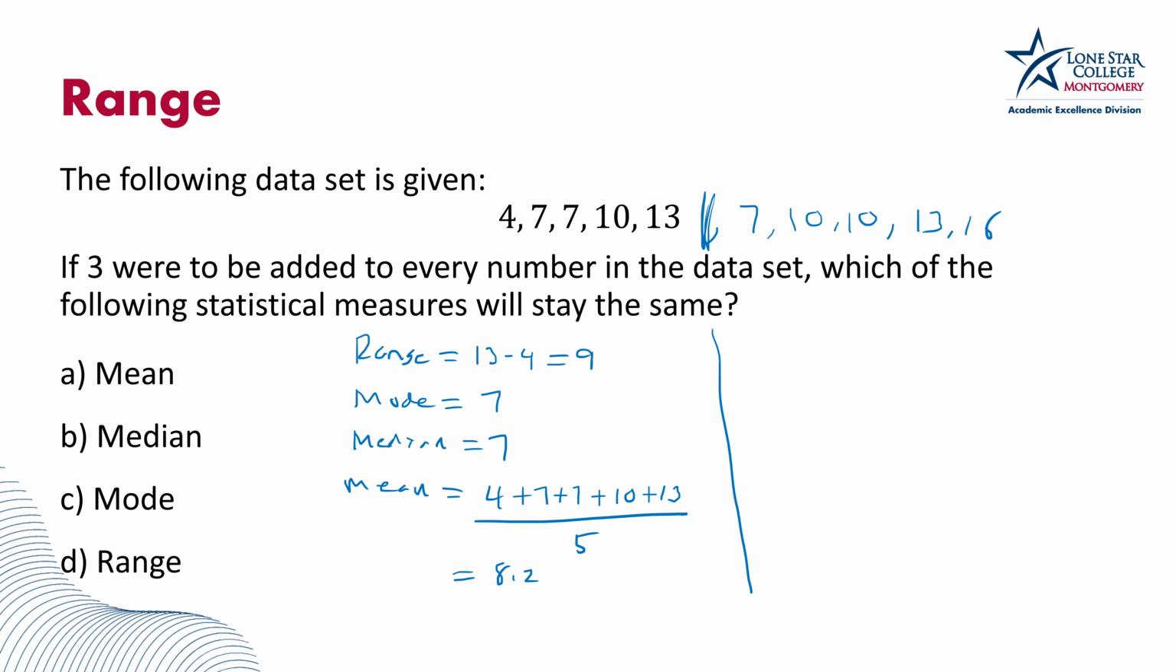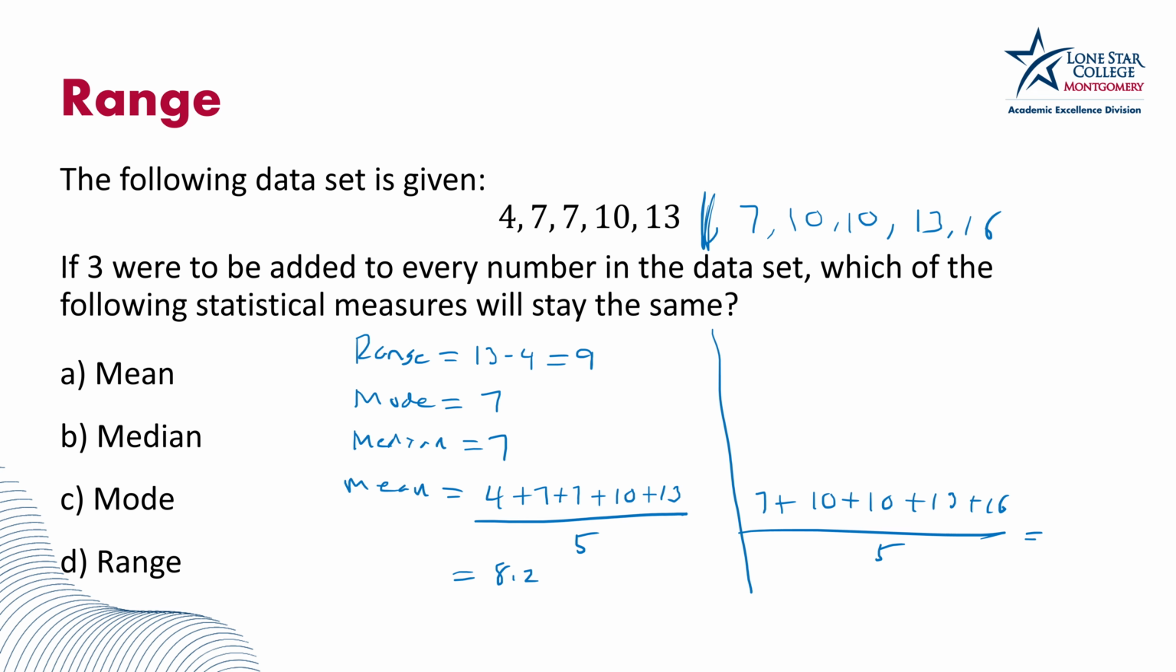So right away we see a lot of things change here, because for the mean, that would give us totally different numbers, because we have 7 plus 10 plus 10 plus 13 plus 16 over 5. Without having to calculate it, we know it's not going to give us 8.2. So that would not work. But if you want to calculate it, 7 plus 10 plus 10 plus 13 plus 16 divided by 5 is 11.2.